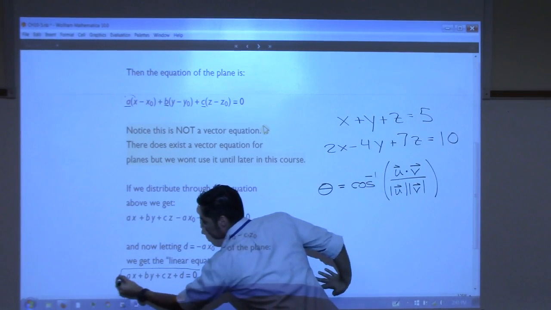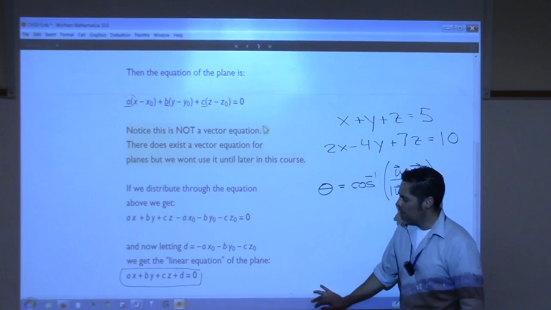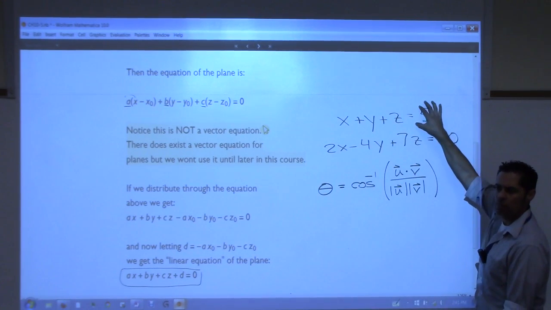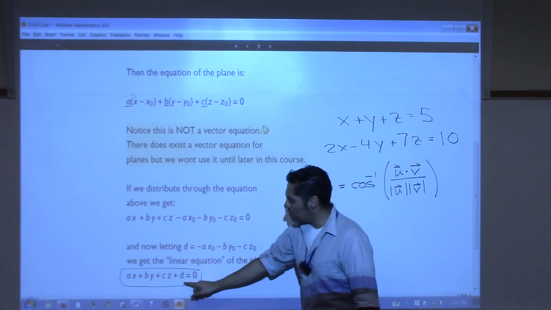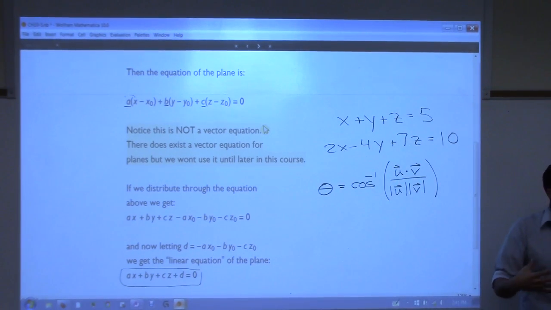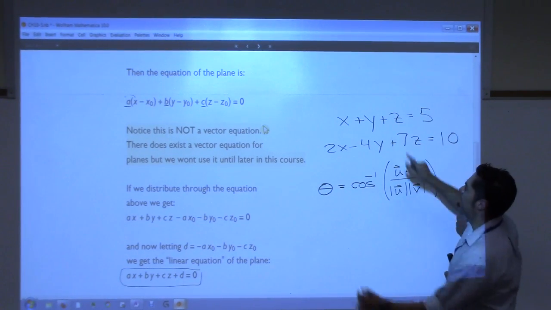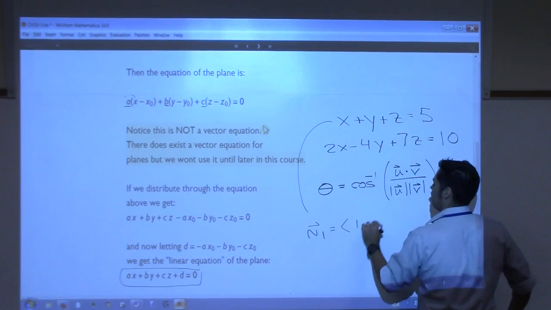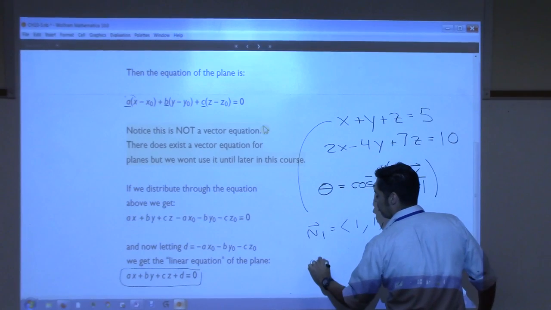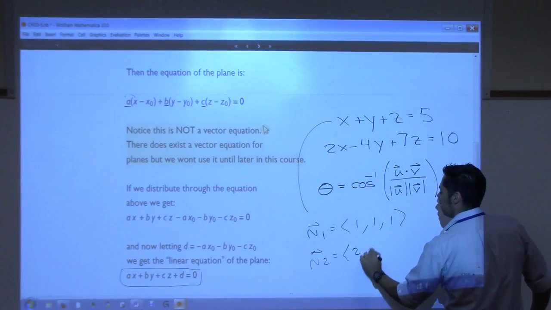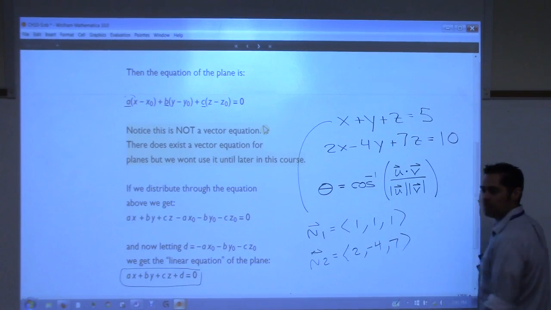You finally get down to an equation that looks like this, right? D is some number, which here is the 5, moved to the other side. But notice that the numbers in front of x, y, and z are always going to be the direction numbers. So what is the direction of the normal vector for this plane? It's the vector 1, 1, 1. What is the direction for the normal vector of the second plane? 2, negative 4, 7, right?